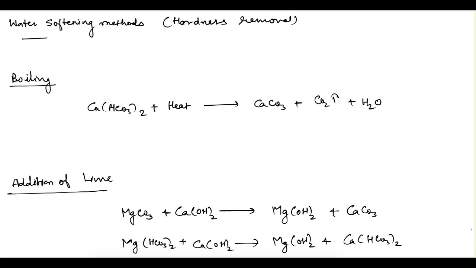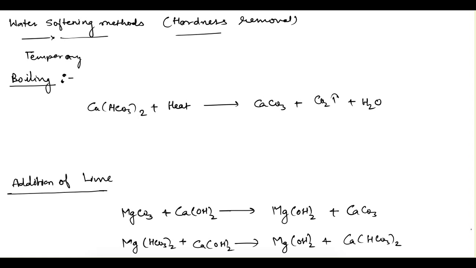Let's see some of the water softening methods. So water softening means to remove or reduce the hardness. It can be temporary hardness or permanent hardness. Depending upon that, we have various methods available. First, let's see the methods which are used to remove temporary hardness.